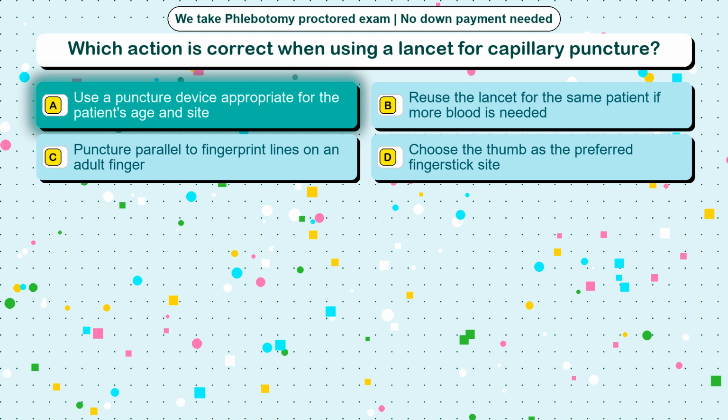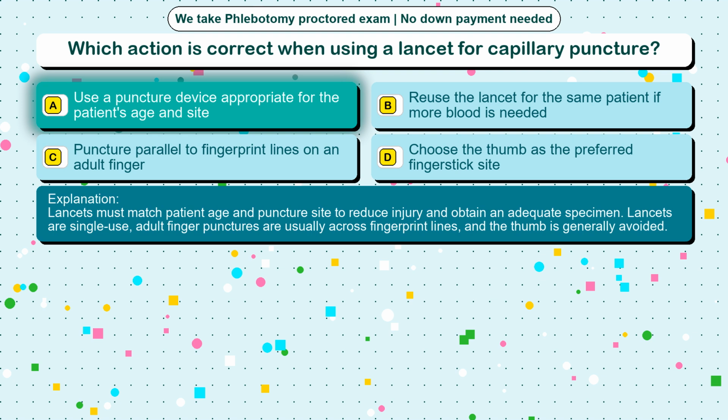The correct answer is option A. Use a puncture device appropriate for the patient's age and site. Lancets must match patient age and puncture site to reduce injury and obtain an adequate specimen. Lancets are single-use, adult finger punctures are usually across fingerprint lines, and the thumb is generally avoided.